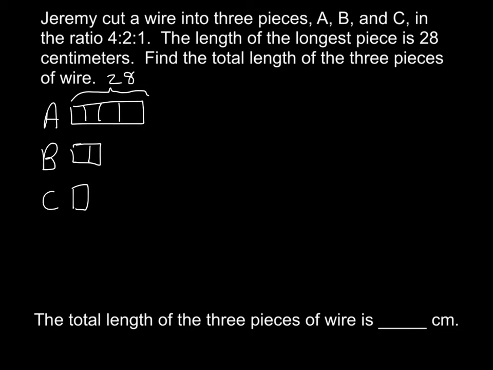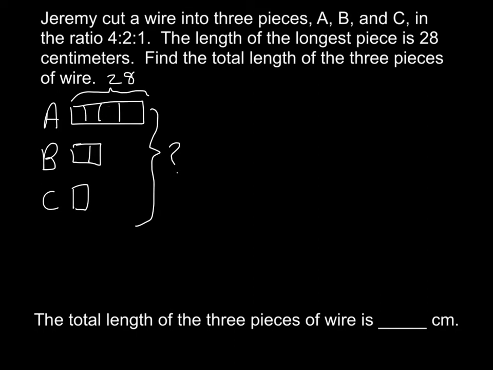The question is, what's the total length? So this, all 3 of them together, is my question. So my sentence answer down here is already set up. The total length of the 3 pieces of wire is blank centimeters. Well, in this picture, I see that 4 boxes up here is worth 28.